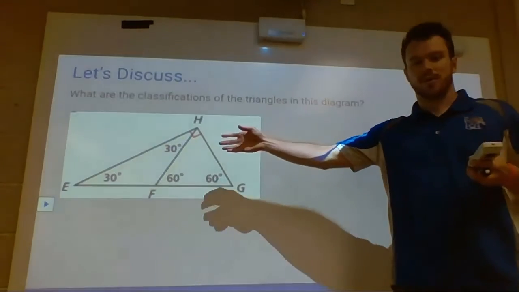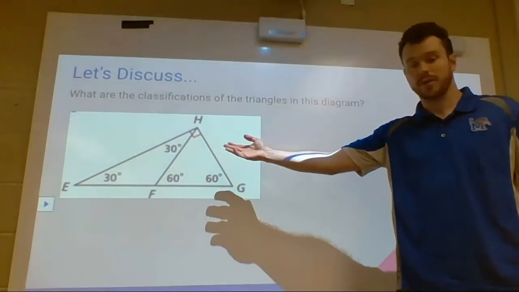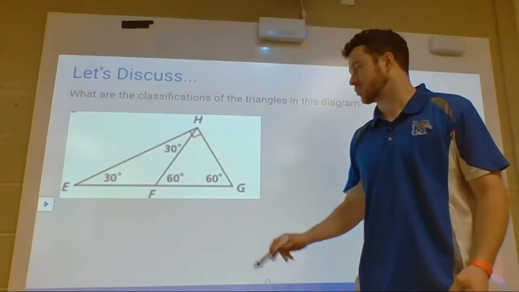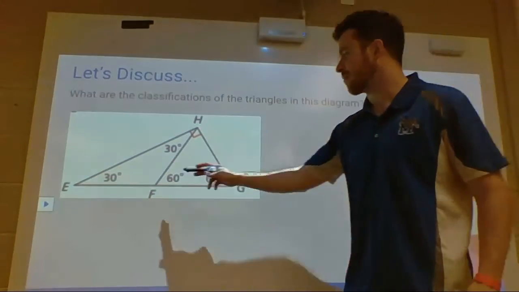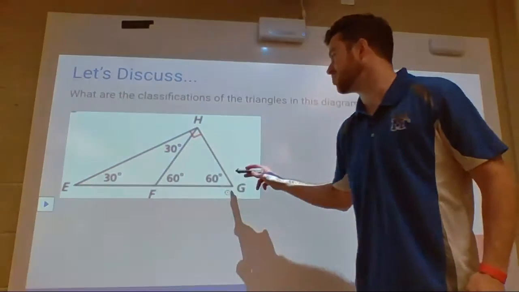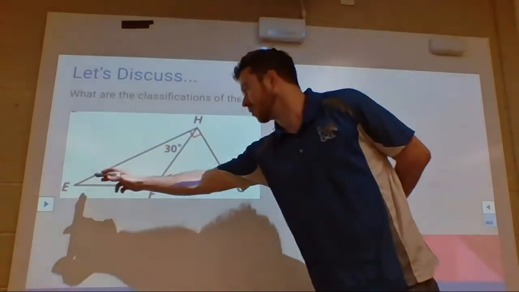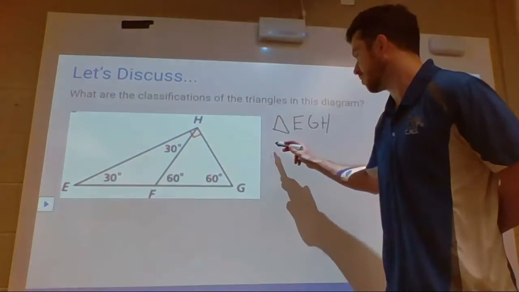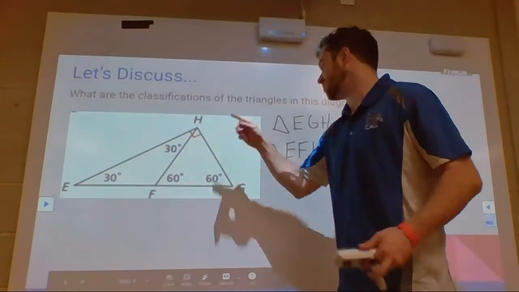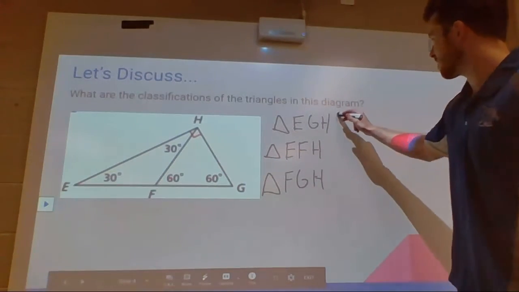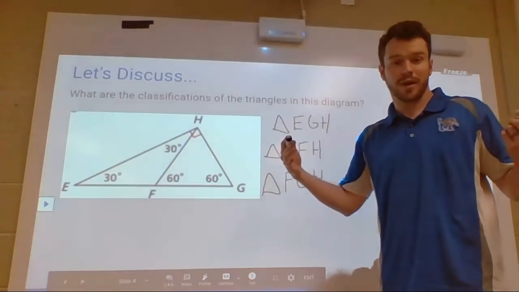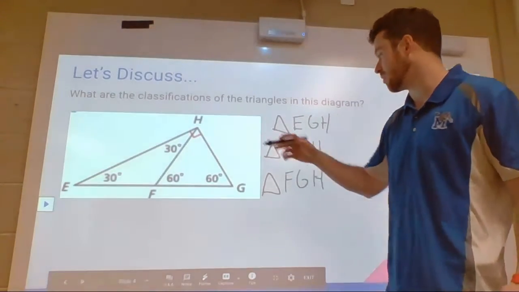Now, let's check out this triangle. Well, really, it's three different triangles. And we want to classify all three of the triangles in this figure. So we have the larger triangle, which we can say is triangle EGH. We have triangle EFH, one of the smaller triangles. And then we have triangle FGH. I want to identify if they're acute, obtuse, right, or equiangular triangles in this figure.